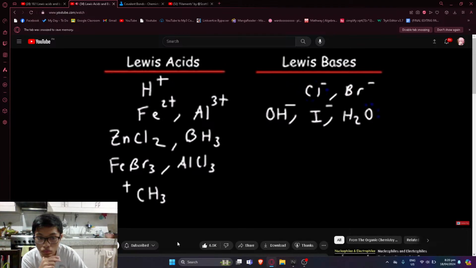The methyl carbocation is a Lewis acid. A carbanion is a Lewis base. Ammonia is another Lewis base. And so as you can see, Lewis bases are basically nucleophiles. They're electron rich. And Lewis acids are electrophiles. They're electron poor.